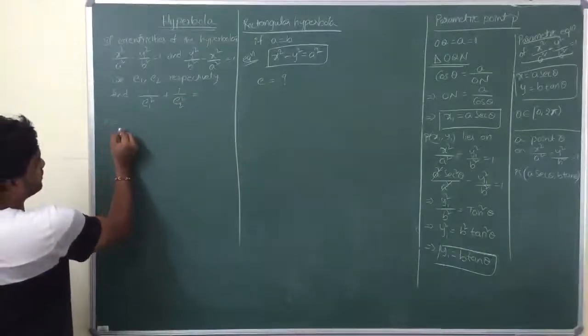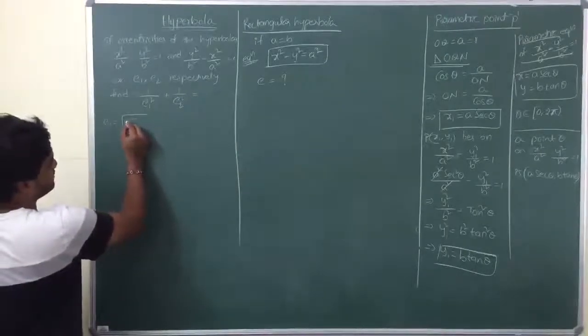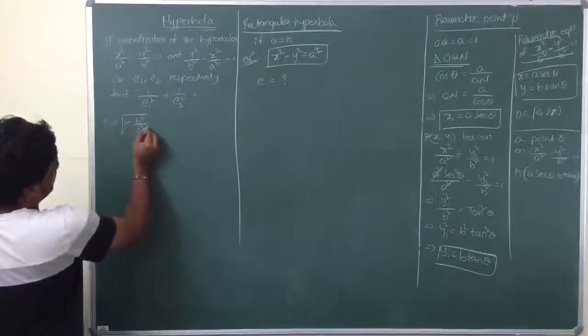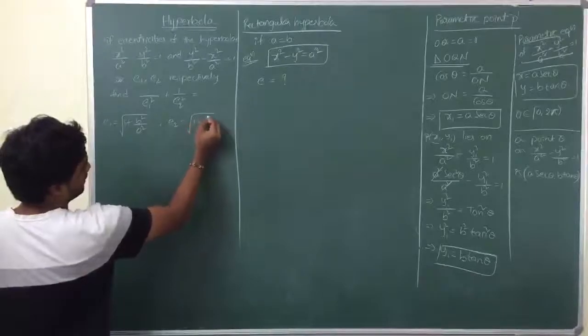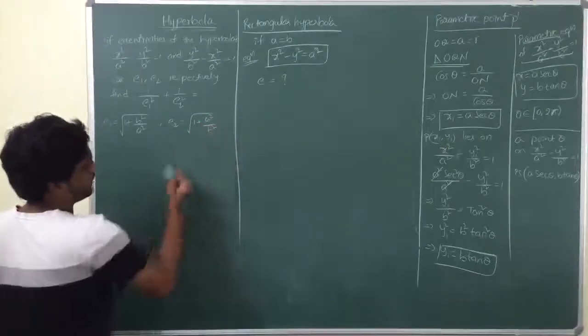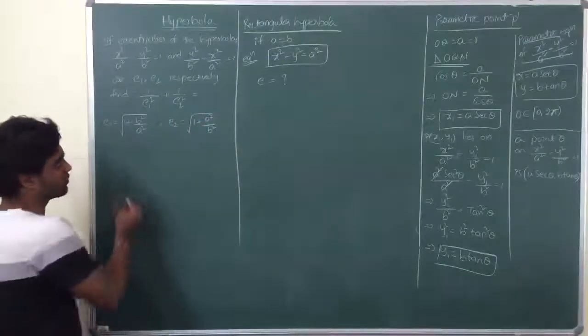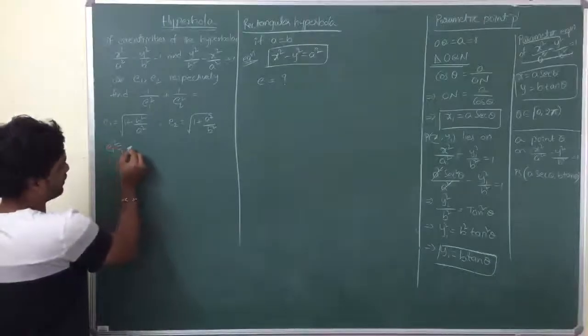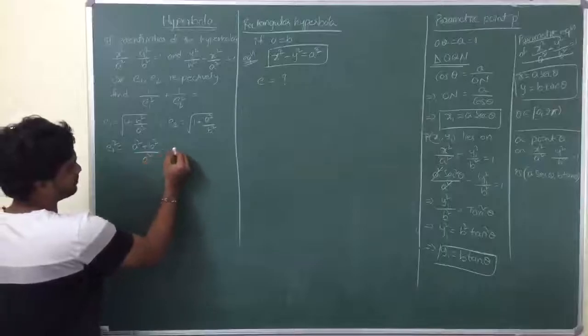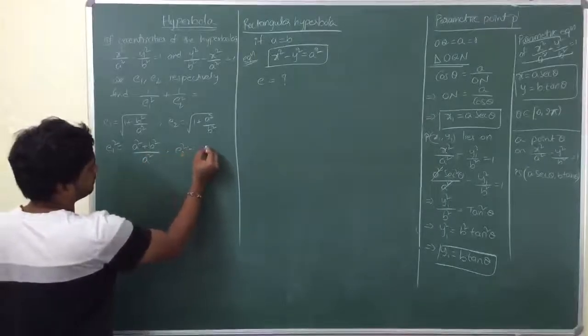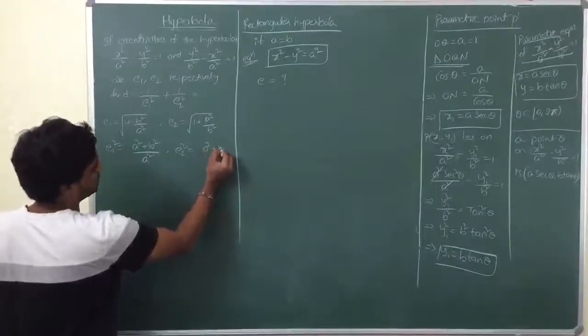What is E1? Under root 1 plus b square by a square. What is E2? Under root 1 plus a square by b square. So E1 square is a square plus b square by a square, and E2 square is a square plus b square by b square.